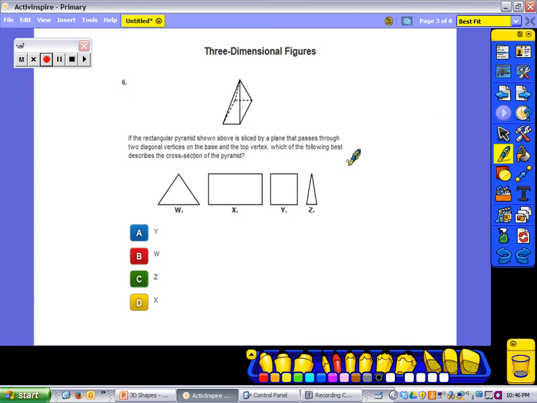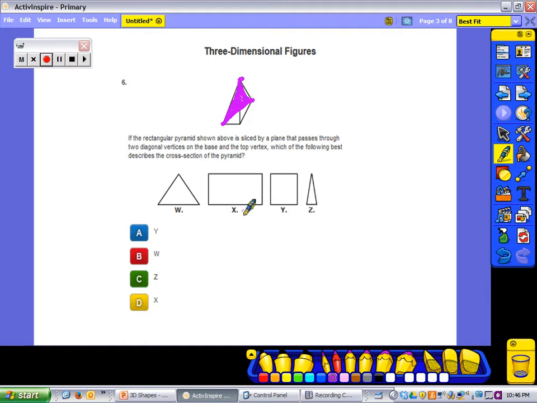Okay, if the rectangular pyramid shown above is sliced by a plane that passes through two diagonal vertices, it's got to pass through two diagonal vertices. So I'm going to go ahead and pick two of those. I'm going to pick this one, and diagonally means I need to pick one on the opposite side. I'm going to pick that one. And vertices on the base and the top vertex. So the top is going to be up here. Which of the following best describes the cross-section of the pyramid? I'm going to go ahead and draw that in so you can see what that looks like.